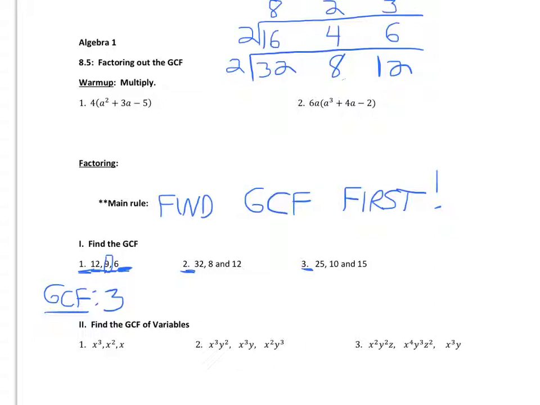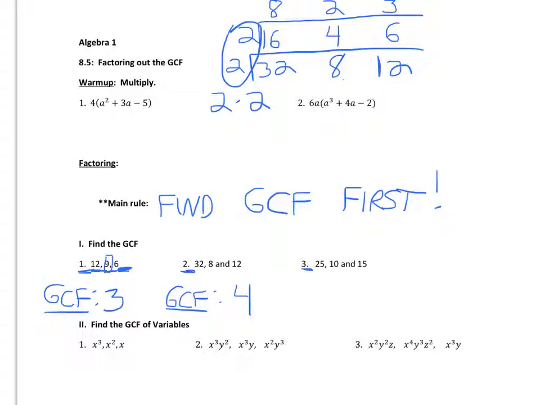Now, 8, 2, and 3, there's no common number other than 1 that goes into each of these. So we're done building the layers of the cake. To get the GCF, you just multiply every number to the left, which is this 2 and this 2. So 2 times 2 gives us 4. Now, some of you might have been able to say, oh, well, for 32, 8, and 12, the biggest number that goes into it is 4. And again, if that's you, if you're good with mental math, then just do that.